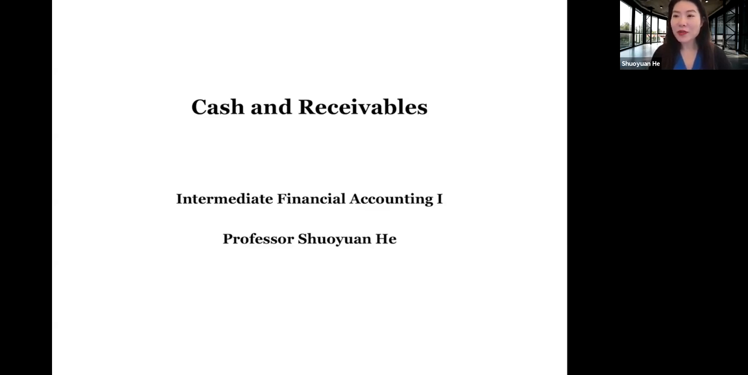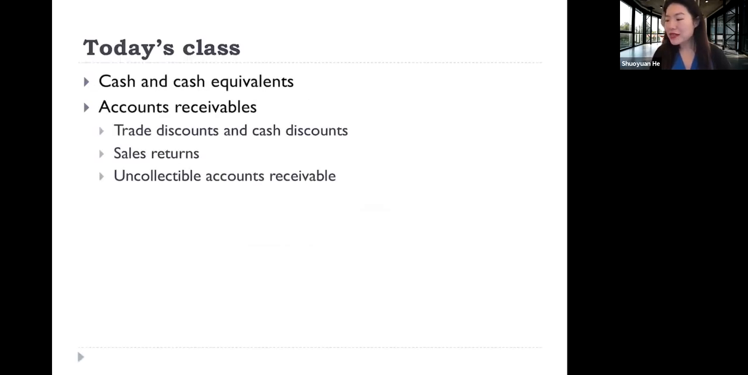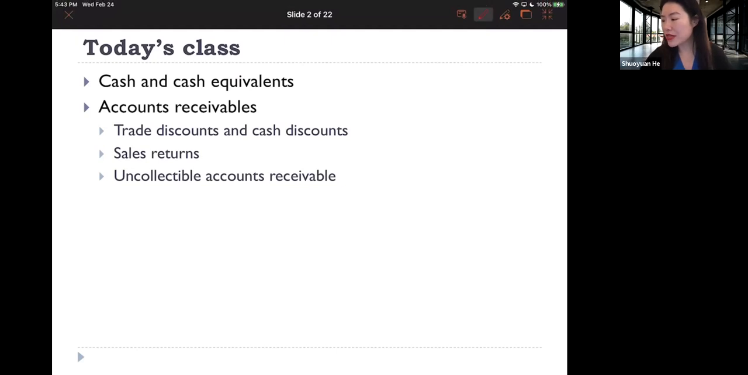In today's class, we're going to talk about cash and receivables. So this is the plan for today's class. First, we're going to talk about cash and cash equivalent, and then we're going to talk about account receivables. So account receivable is also called trade receivable.